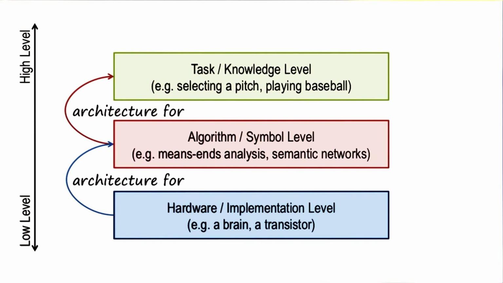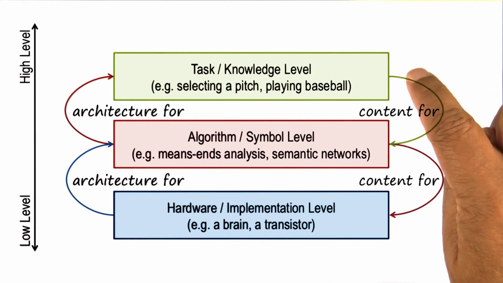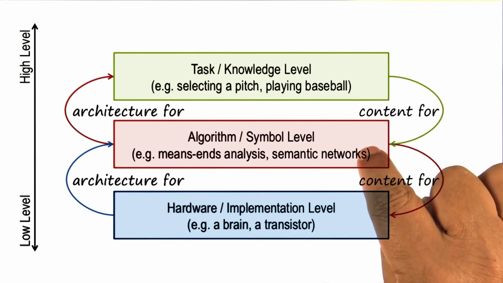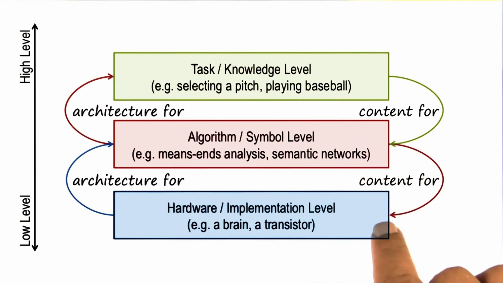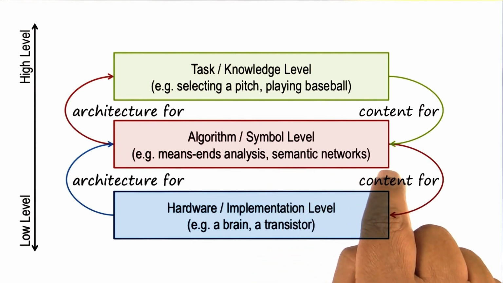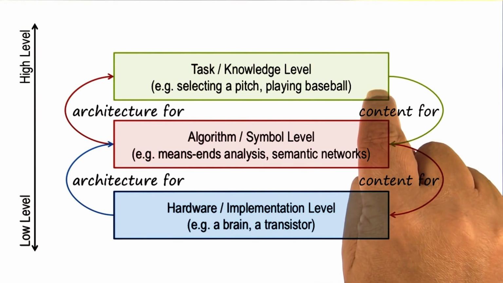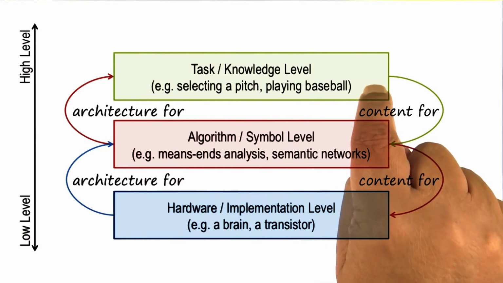In the opposite direction, I might think that the task level provides the content, or what needs to be represented or manipulated at the algorithm level. And the algorithm and symbol level provide the content for what needs to be manipulated or processed at the hardware level. As an example, one might say we'll represent things in the form of a semantic network. Fair enough. But what exactly are you going to represent in a semantic network? That's going to come from the knowledge level.